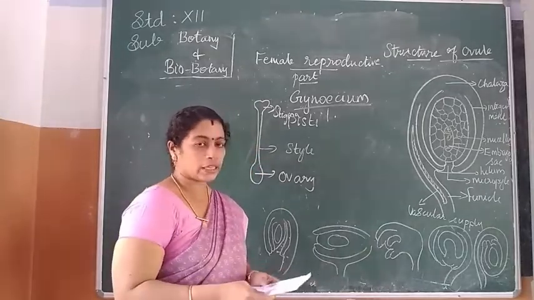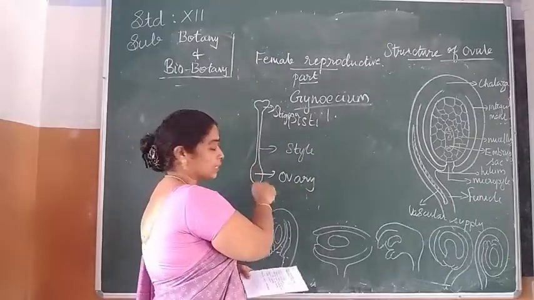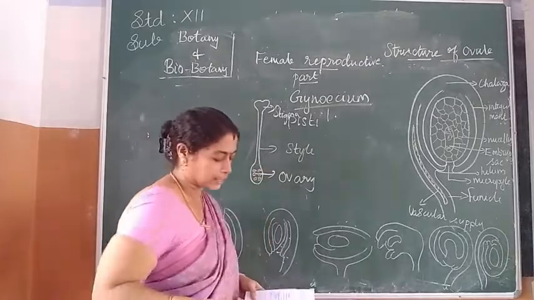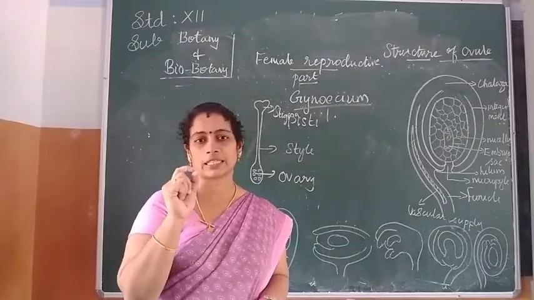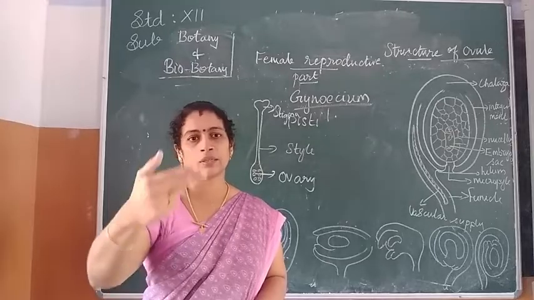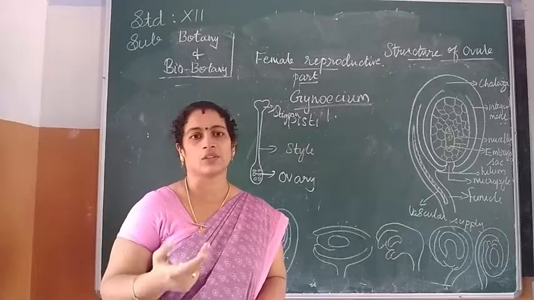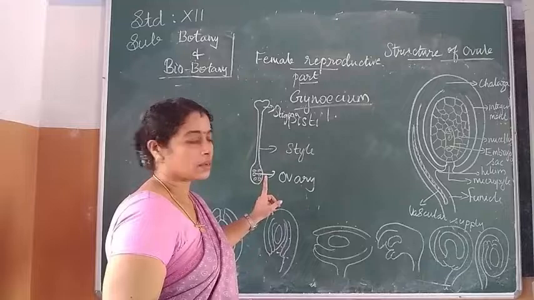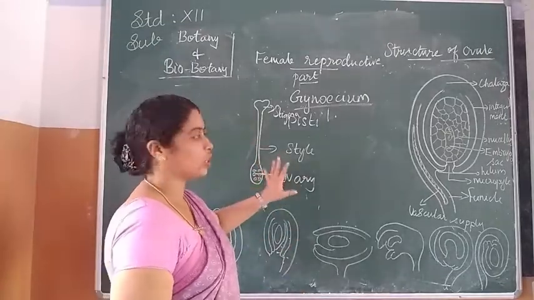Then coming to the ovary, the ovule is present inside the ovary. It is attached to the ovary wall by means of the placenta. How does the gynoecium appear? First it appears as a small papilla, meaning a small outgrowth. After some days it stops growing and is finally converted into the gynoecium, that is ovary, style and stigma. So this is a brief introduction to the gynoecium.